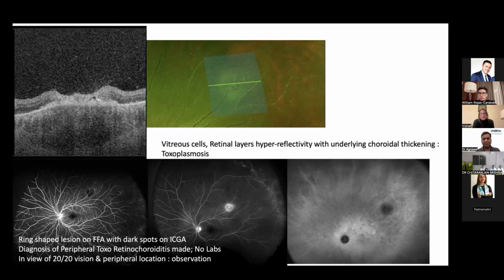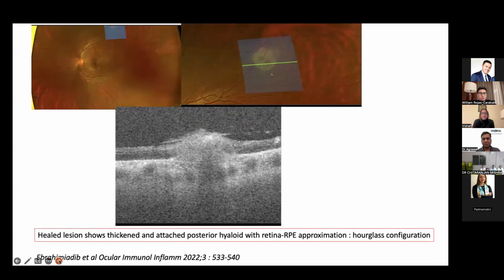Now that we have an objective measure of observation where we can monitor the lesion, I think we are more comfortable in observation and more confident of not treating. This is what happens to the patient over a period of time. As we see, the lesion healed, and this is the character of the healed lesion of toxo, which has been described in this paper, and the images are mine.